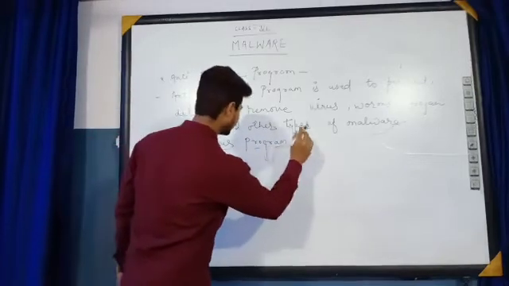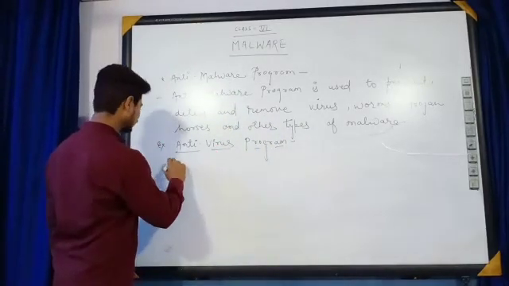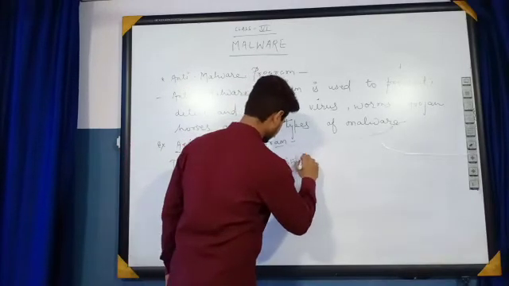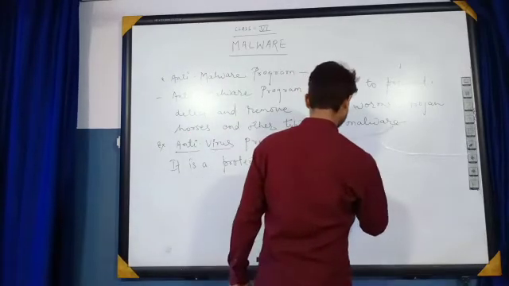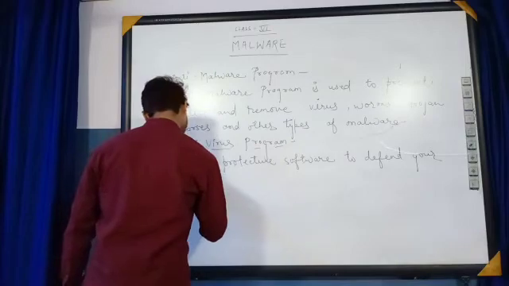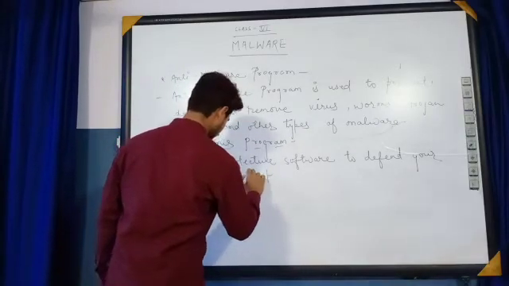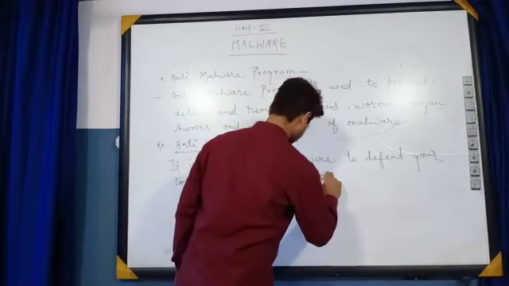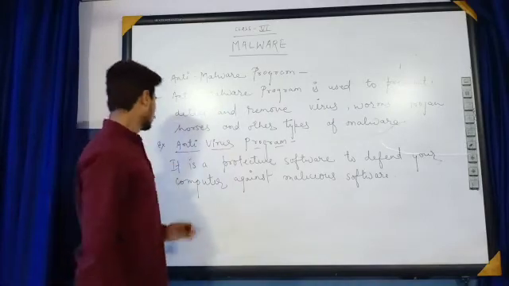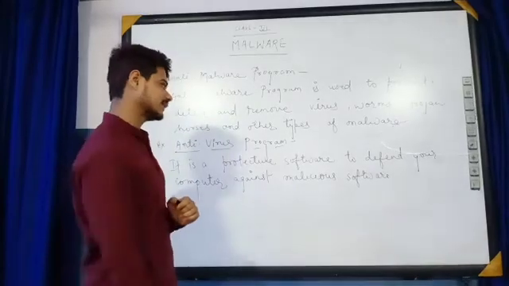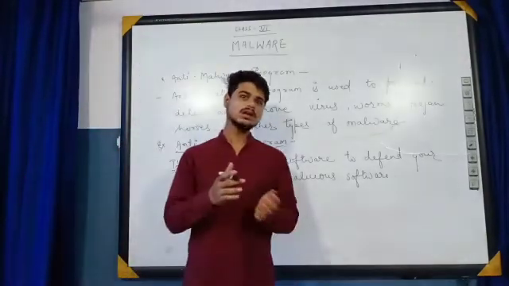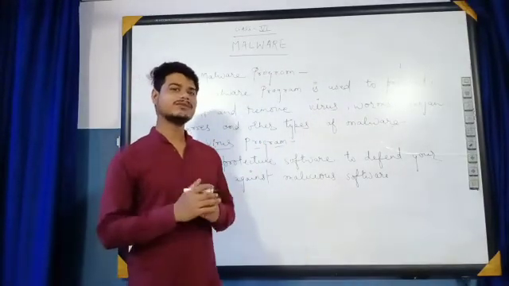So what does an antivirus program do? It is a protective software to defend your computer against malicious software, that is viruses, worms, Trojan horses, etc. Now we will look at examples of antivirus programs that you should install on your PCs or computers to protect your computer from being infected by viruses and malware.